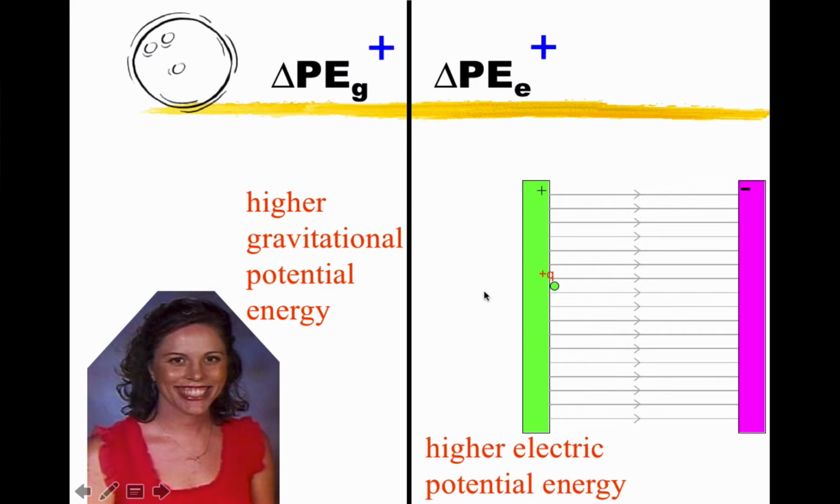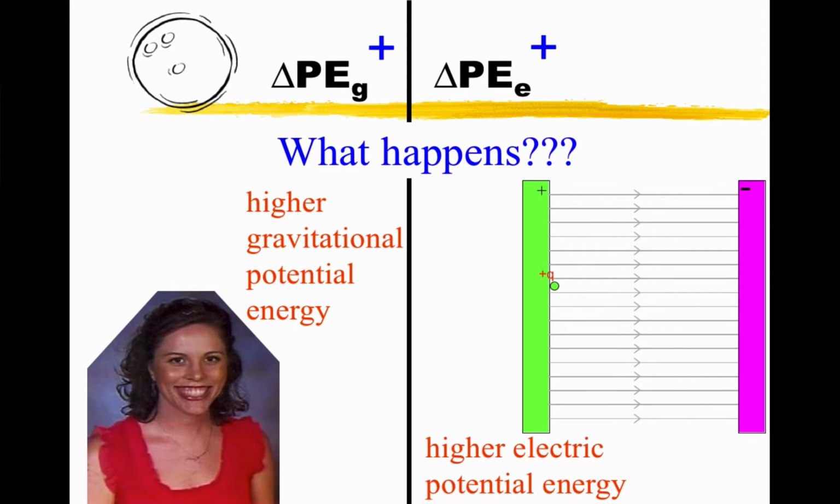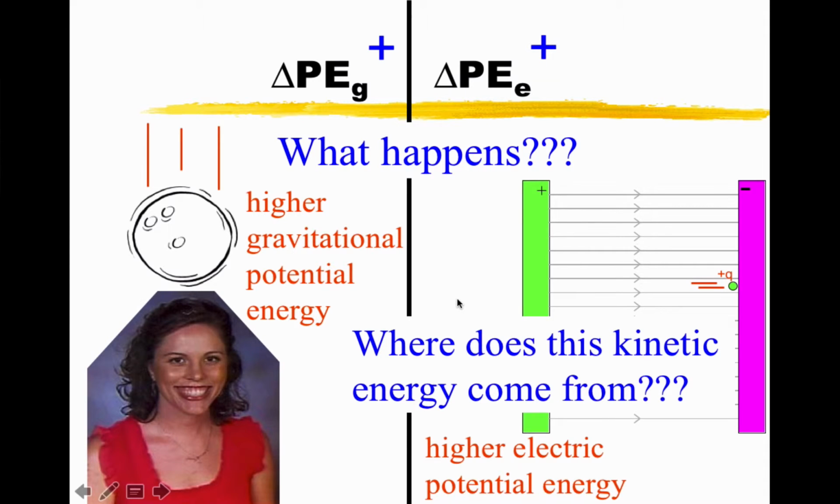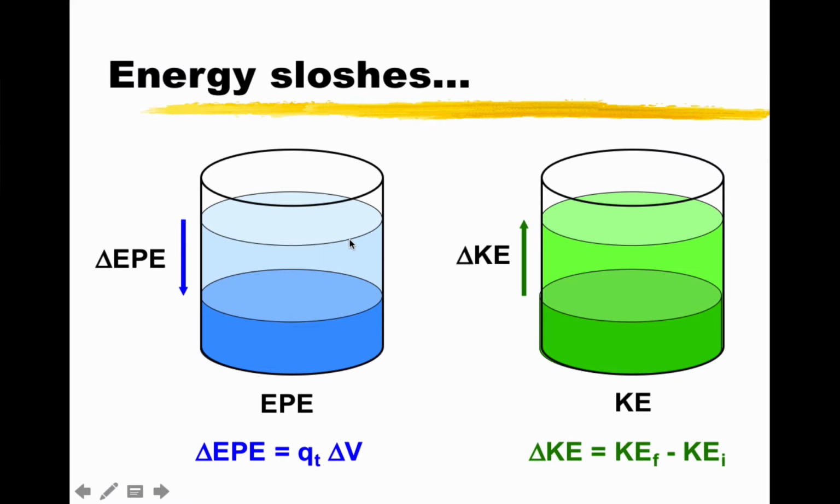Now if we remove the force that brought it to a higher potential energy, then what's going to happen? Well, the bowling ball falls and the charge moves back to its lower potential energy state. Where does the kinetic energy come from? So if you recall the buckets of kinetic and potential energy, if potential energy goes down, the kinetic energy bucket gets filled. The energy juice sloshes between the buckets, but the total energy remains the same.